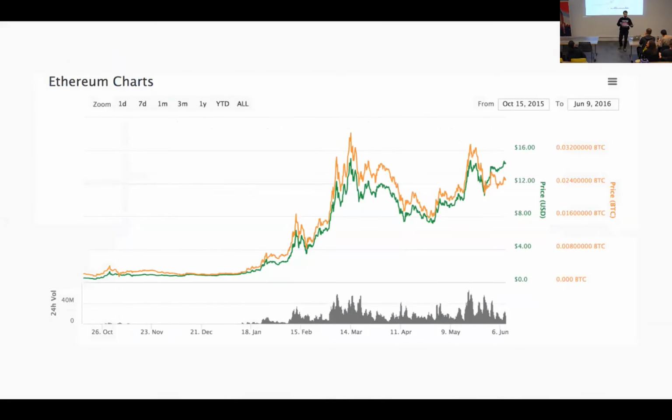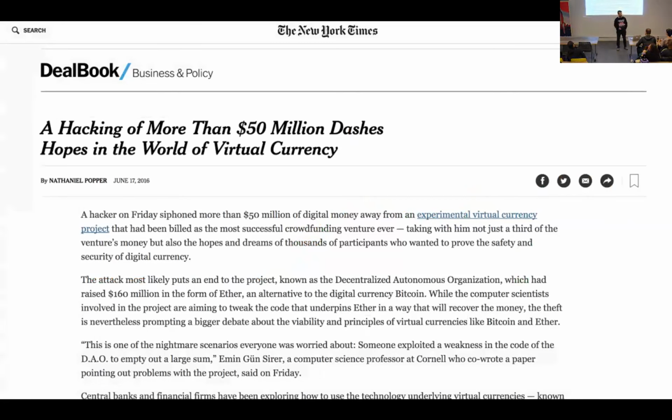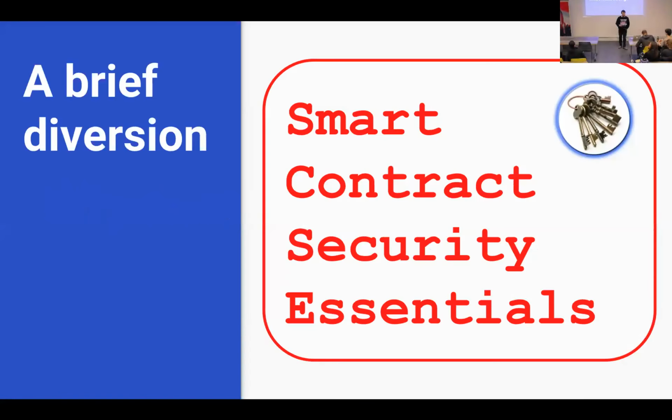And this drove the price up. I mean, for one reason, you're just locking the funds there. You can't sell it. It's stuck in the contract for now. And then everything went to hell. So this price crash was a result of a hacking of more than $50 million from the DAO. So what happened there?